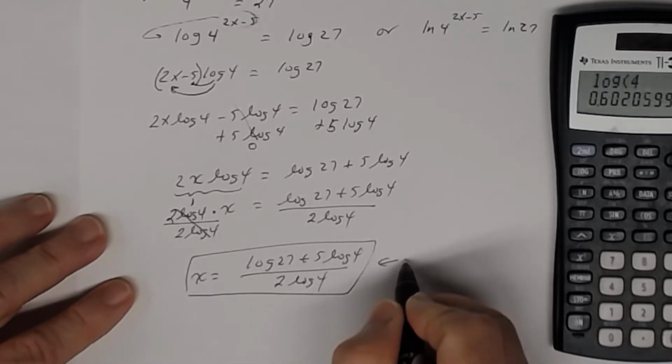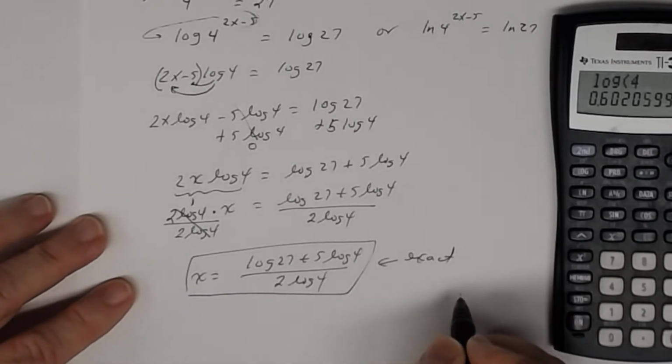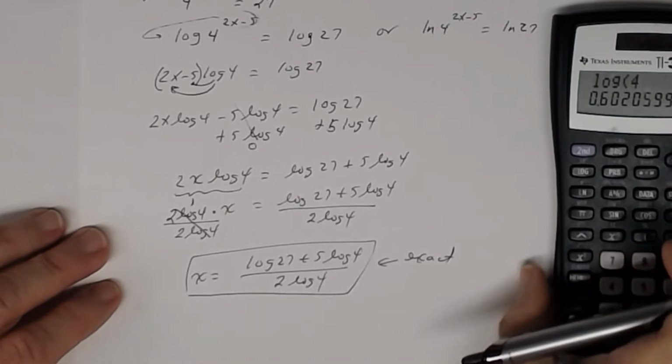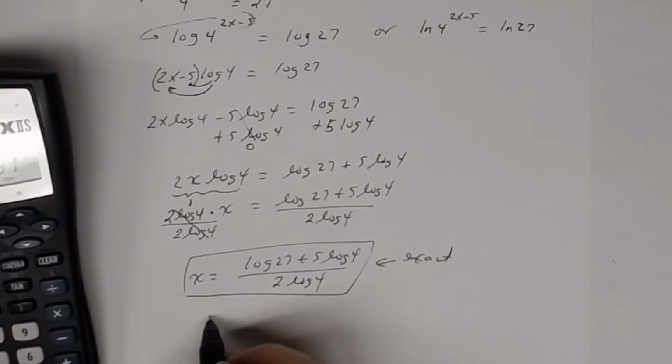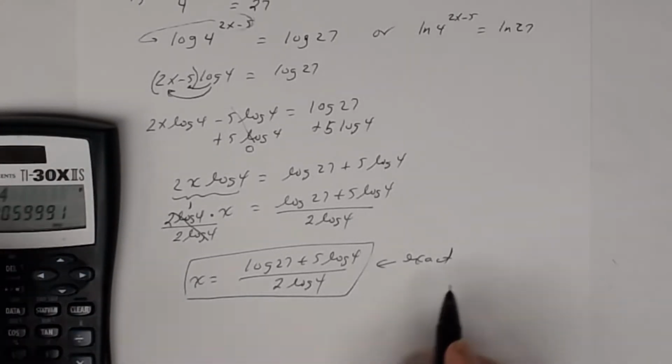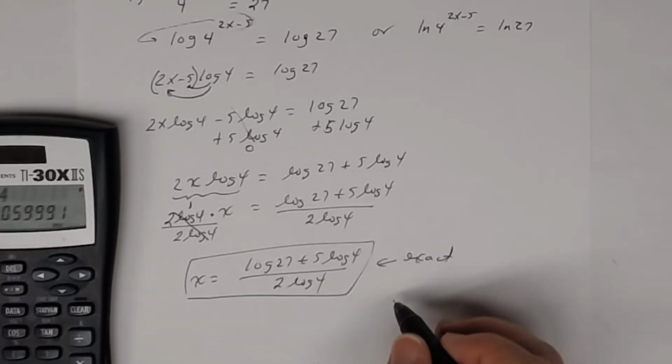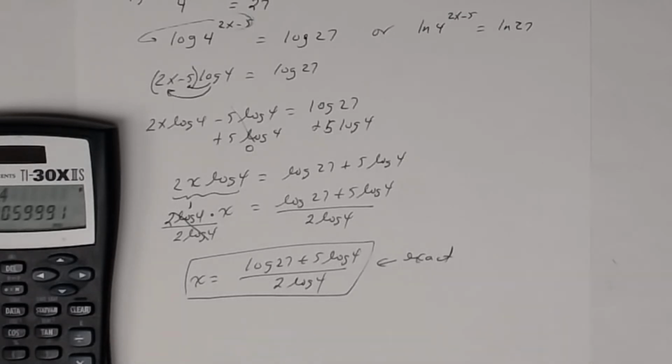So this is exact. Usually, though, they're going to ask you to approximate this, and that's where you need to be able to use your calculator. So let's approximate this. We're going to approximate all of these to 3 decimal places, so the thousandths place. Let's go ahead and do that.